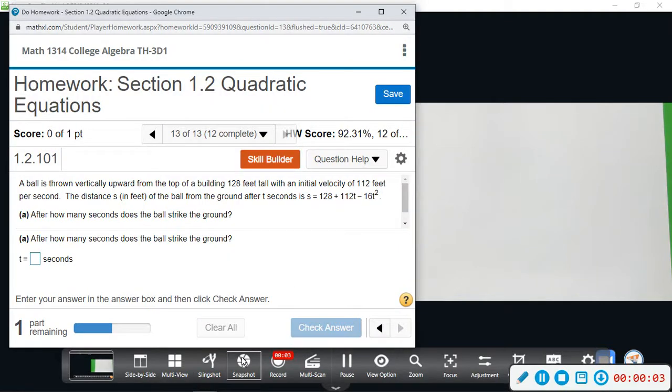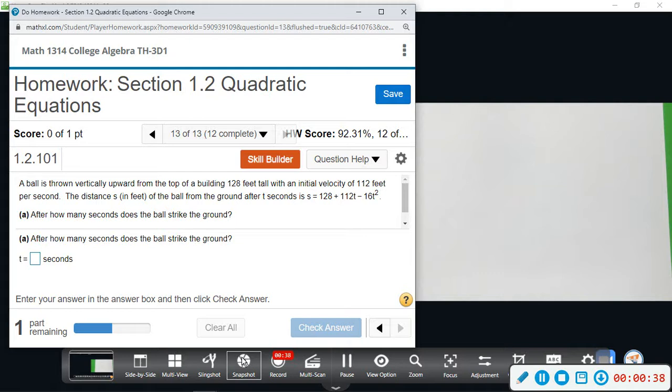All right, question number 13. We have another application. It says a ball is thrown vertically upward from the top of a building 128 feet tall with an initial velocity of 112 feet per second. The distance s in feet of the ball from the ground after t seconds is s equals 128 plus 112t minus 16t squared. After how many seconds does the ball strike the ground?